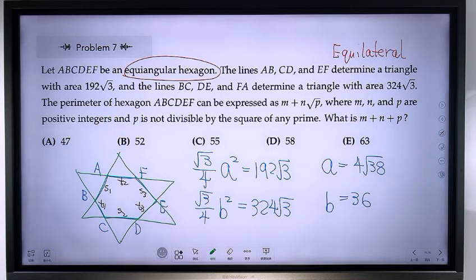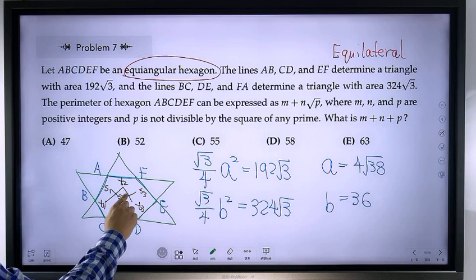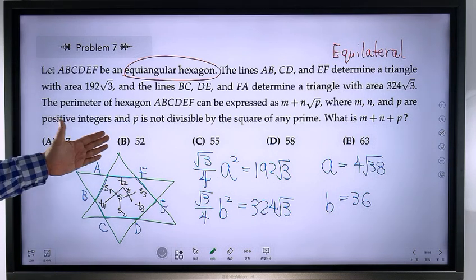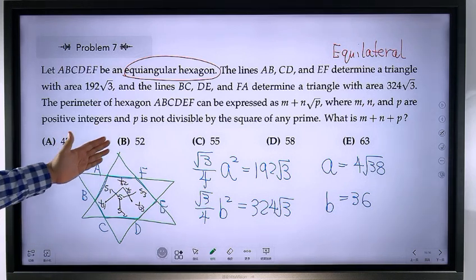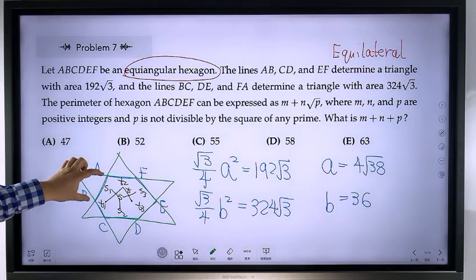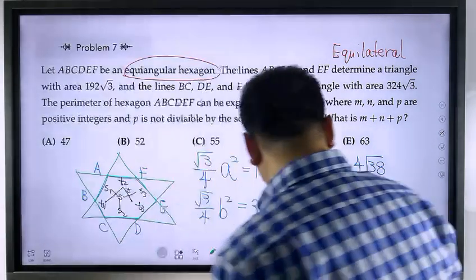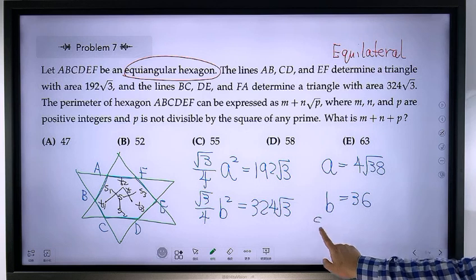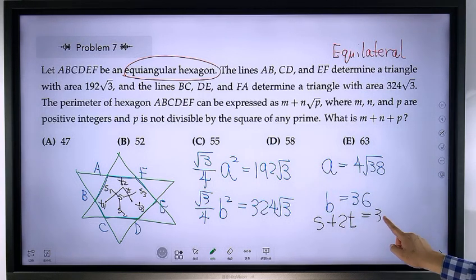And also, I assume that the sum of these would be S, and the sum of these three would be T. Why is that? Because then you can quickly see that this triangle has a perimeter in which S appears once, but T appears twice. So we could have S plus 2T equals what? Equals 3A.